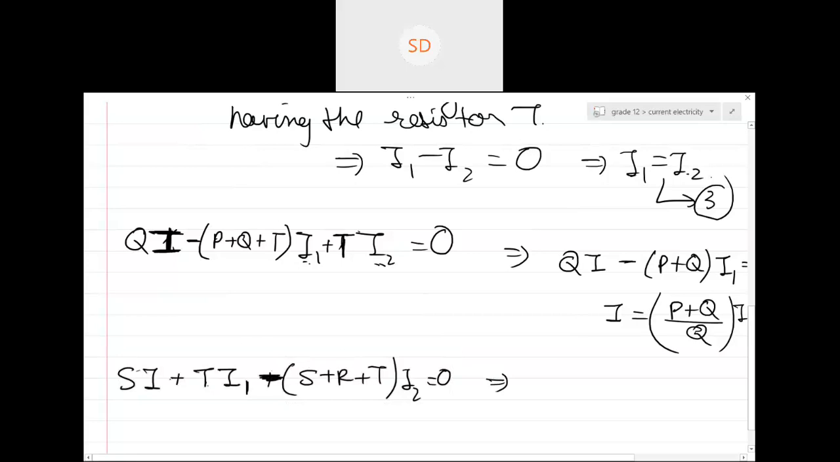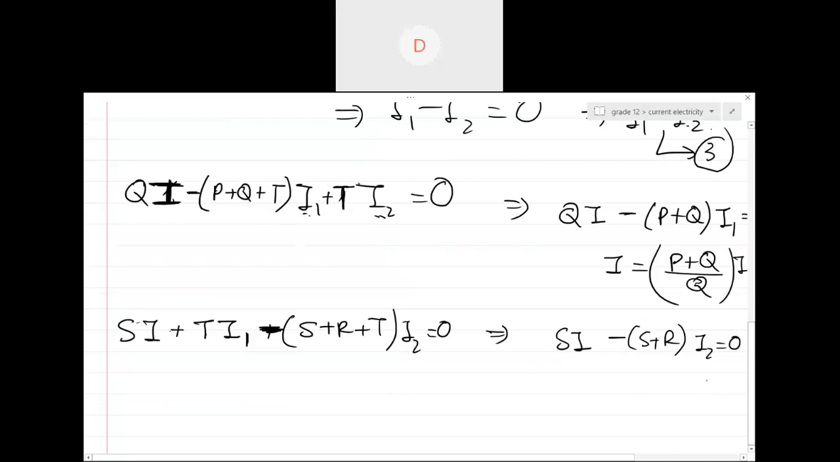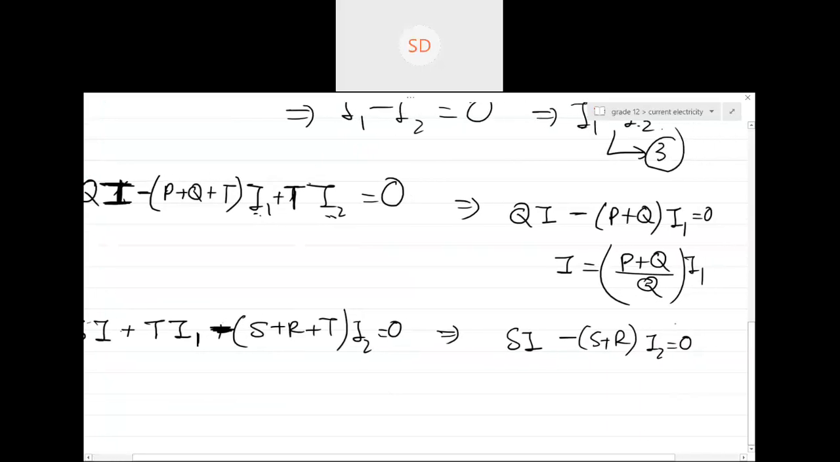Can you see the same thing happens over here? T and T will get cancelled out. Yes or no? Yes, sir. And what will remain over here? S into I minus S plus R into I2 is equal to 0, right? Or let it be I1. So from here, can I write I is basically equal to S plus R upon S plus R by R.